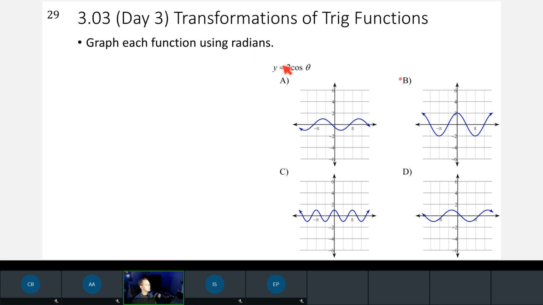All right. Y equals 2 cosine theta. So the amplitude is 2. No shifting. Looks like all of these do not shift, which is good. Amplitude, so this is amplitude of 1, amplitude of 2, amplitude of 1, amplitude of 1. So based on the amplitude, you can narrow it down to just choice B.